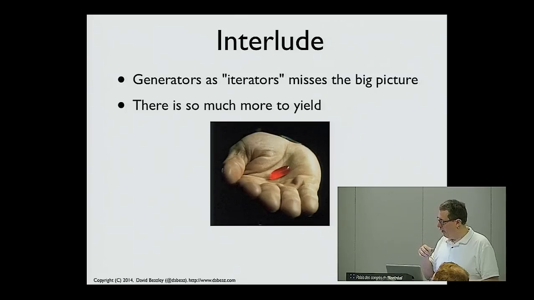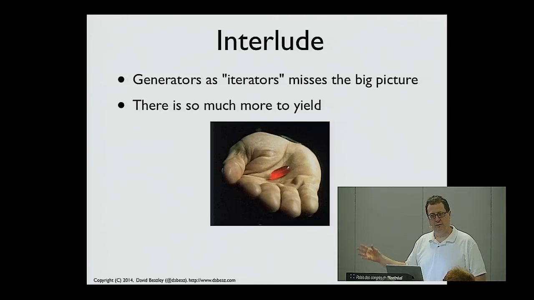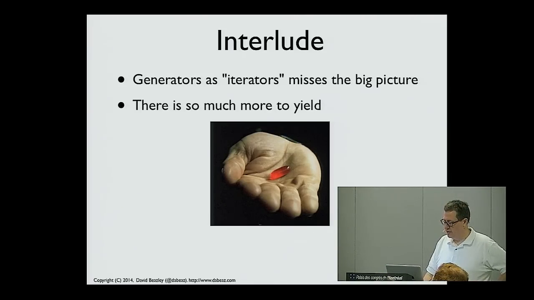And all I would really say about that is that if that is all you know about generators, that they feed for loops, you're probably missing like 95% of the picture of what's possible. There's way more to it than just the yield statement.